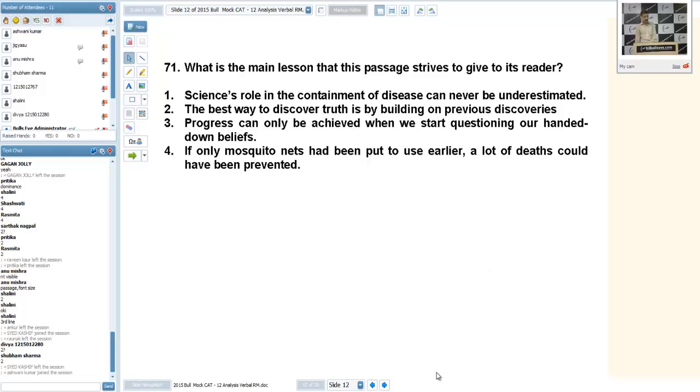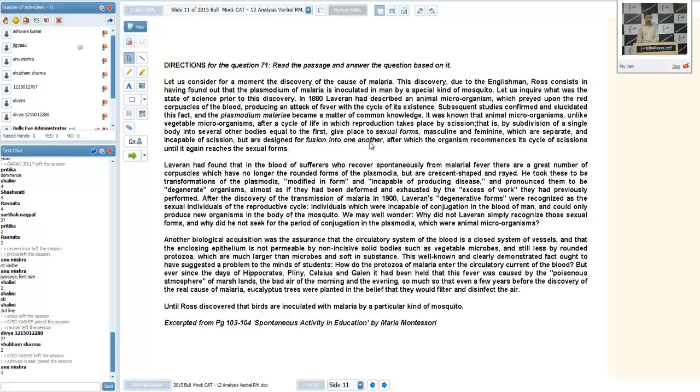Yes, guys, let's try the question. What is the main lesson? I've already explained the gist of this passage. Yes, Anu, it is the third: progress can only be achieved when we start questioning our handed-down beliefs. So they questioned. So in 18, Laveran described the animal microorganism.